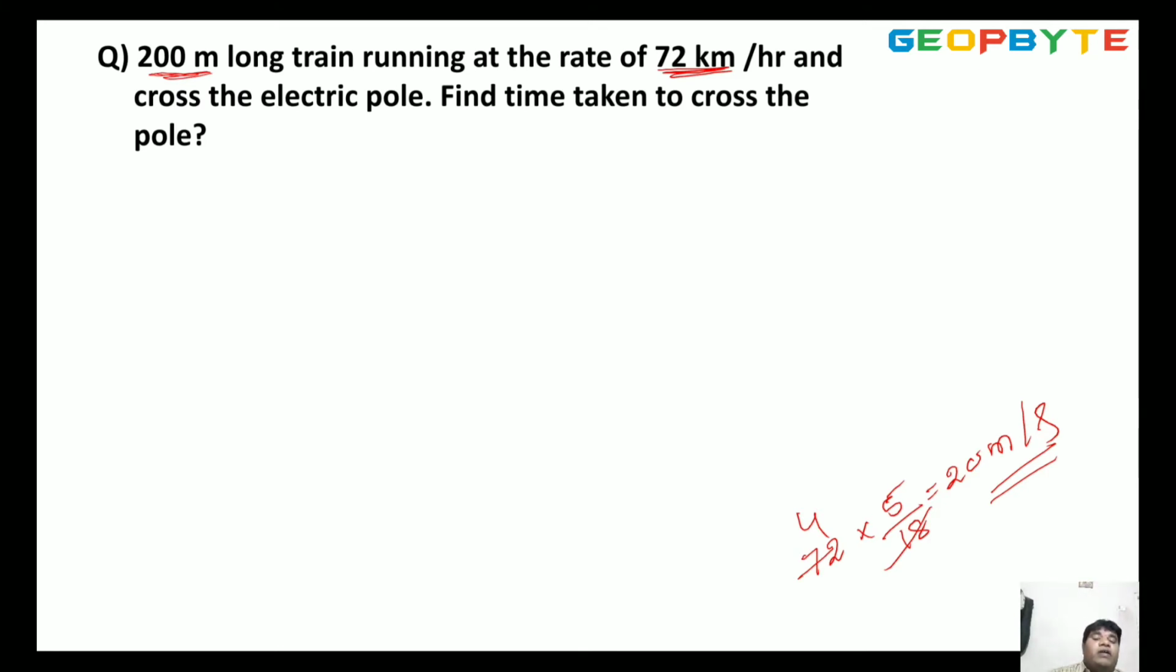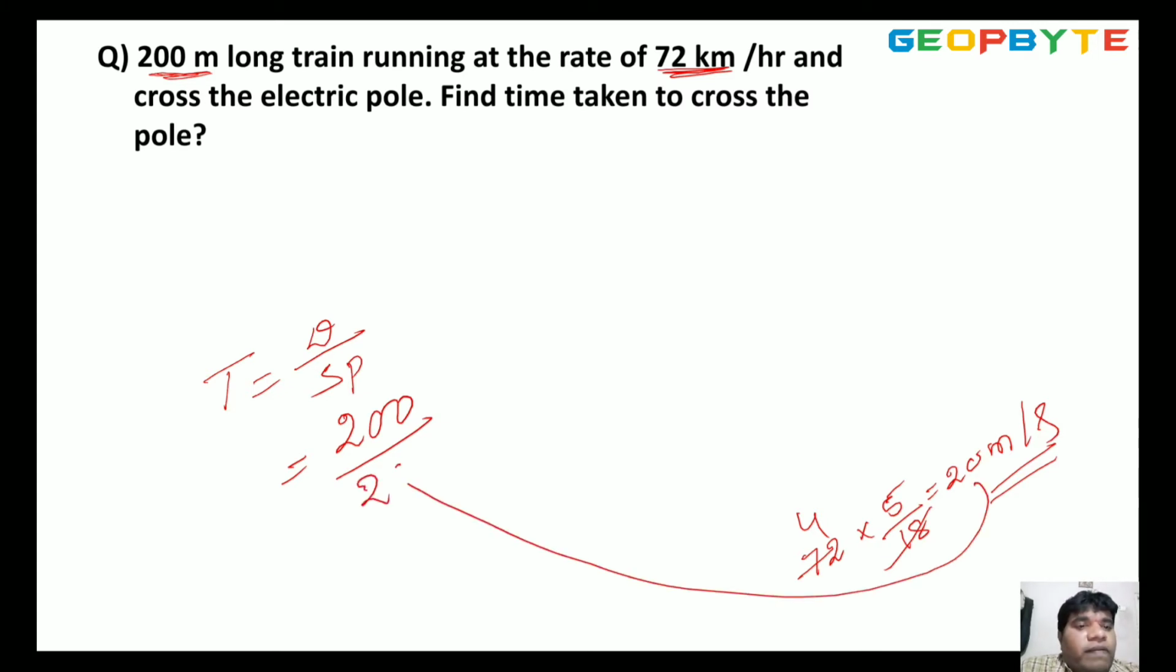Okay. A bigger unit changed into a smaller unit means multiply by 5 by 18... a bigger quantity changed into a smaller one means 5 by 18, and a smaller changed into a bigger means 18 by 5. Already we mentioned. So speed is 20. What is your requirement? Time. Time is equal to distance by speed. Distance means train length. So 200 by speed 20. Zeros cancel. 10 seconds. So what is the time? 10 seconds.